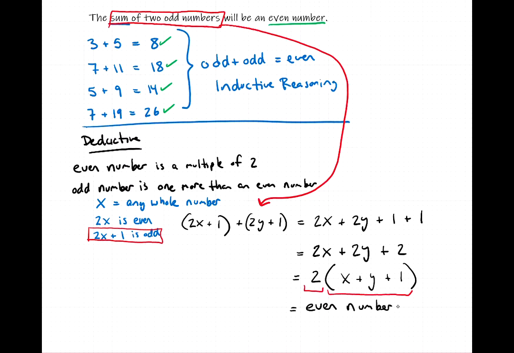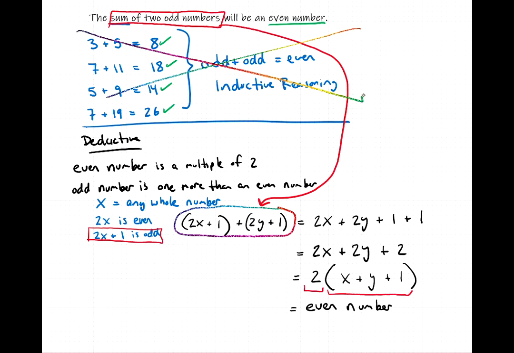So what have we done? We started with two odd numbers, not two specific odd numbers, because we don't want to use inductive reasoning. We started with two generic odd numbers, we added them up, and we came up with 2 times something, which is an even number. Since we haven't chosen any specific numbers, what we've done is prove for all odd numbers that the sum of any two odd numbers will be even.